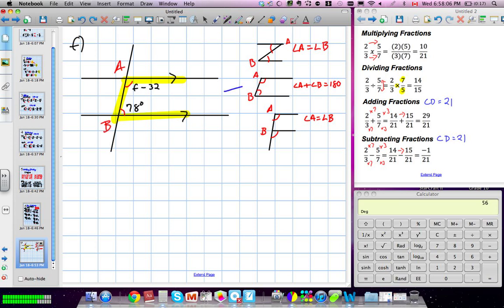I'm going to name them. We're going to call that angle A and angle B. 180, that's right. We know angle A and B are going to add up to 180. So let's write this down: angle A plus angle B equals 180.